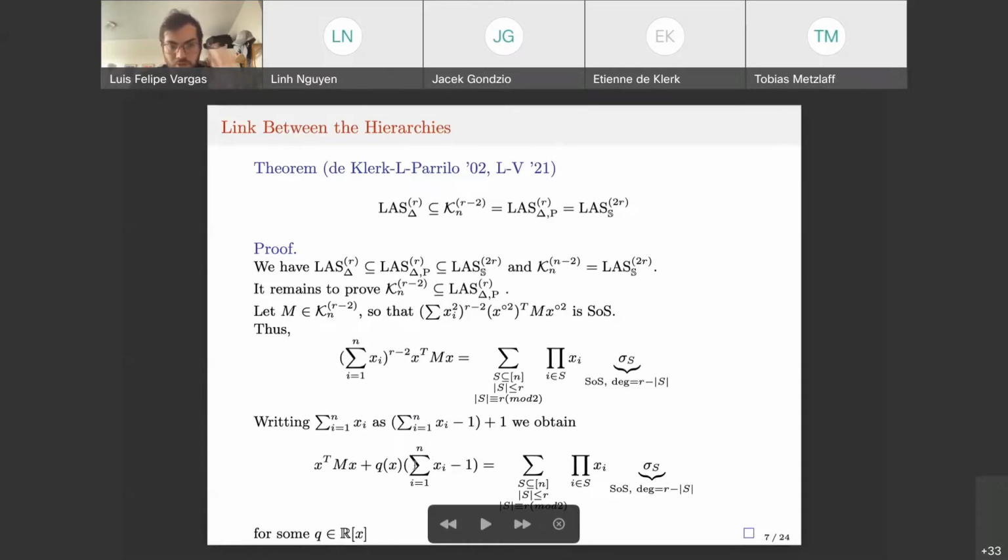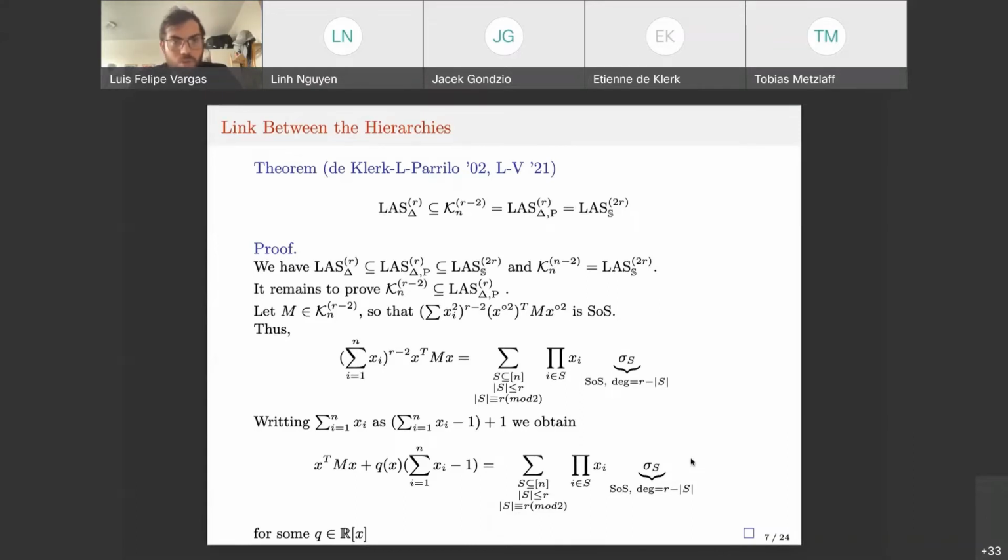So it's a polynomial times the sum of xi minus 1, which means precisely that x transpose Mx is in the cone of the preordering, because it's this form of the preordering times, if we put this minus to the other side, plus something in the ideal of the simplex. Okay, so it concludes the proof, which relies basically on the theorem by Peña, Vera, and Zuluaga.